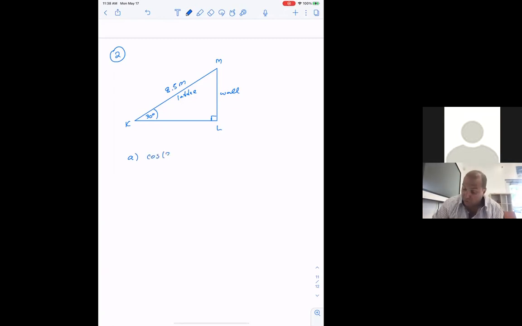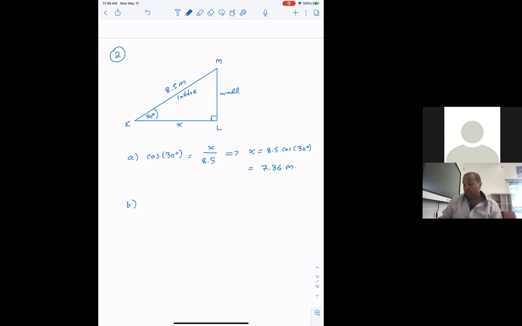So cosine of 30 degrees is adjacent. I don't know it. Let's call it x, is adjacent over hypotenuse. In this case, I don't have to flip. I just have to cross multiply. x equals 8.5 cosine of 30 degrees. Now, cosine 30 degrees is an important one to know. But at this point, you have your calculator, so who cares? 8.5 times cosine of 30 degrees. And this gives me, again, three significant figures. It gives me 7.36. 7.36 what? 7.36 meters.